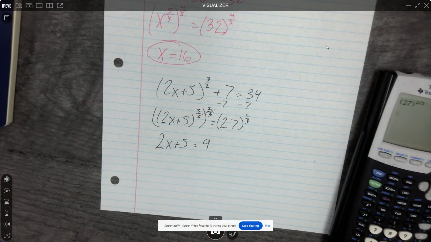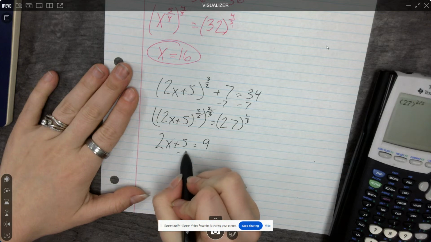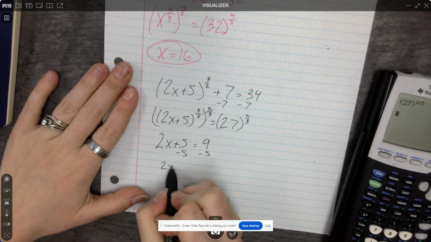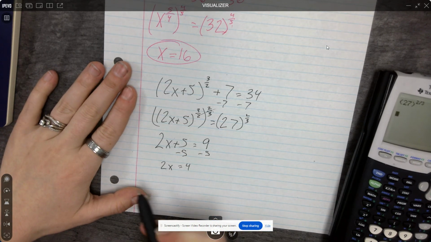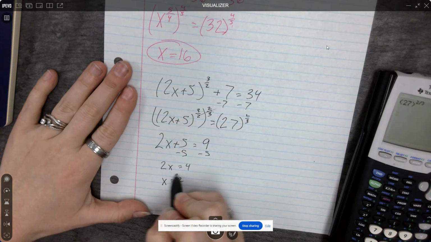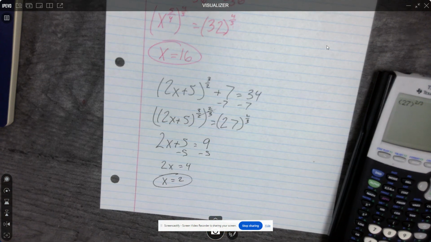Now I just solve this equation, just like you've been doing forever. You subtract your 5, so that's 2x equals 4. And 2x equals 4, so x equals 2. Okay? And that's all you do.